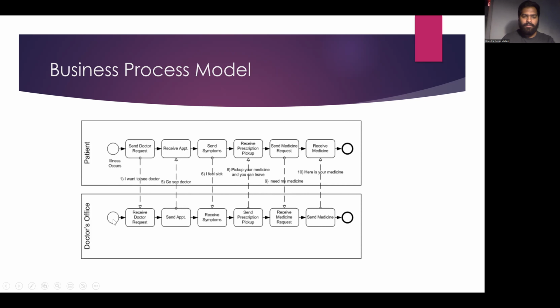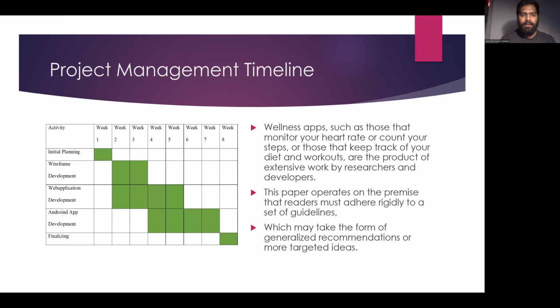So this is the doctor's office. A request will be sent, received by the doctor. He will set an appointment. And he receives symptoms, it goes to prescription pickup and the medical store sends medicine. Finally, they're going to retake some medicine. So I'm going to show you in this diagram clearly. And this is the initial planning.